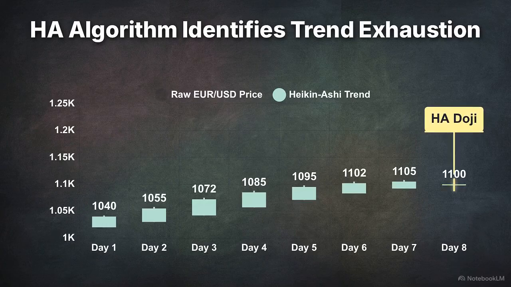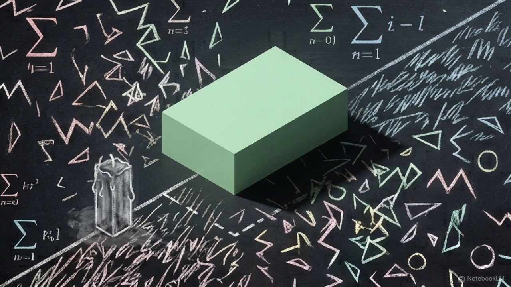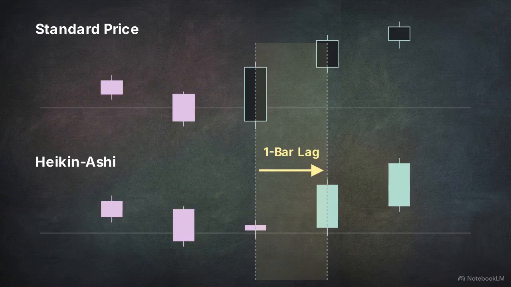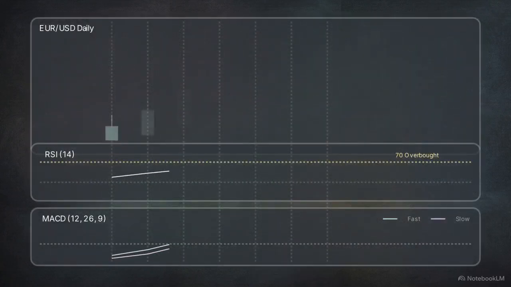The system has a structural limitation. Because the calculation for the HA open relies on historical averages, Heikin-Ashi charts lag behind real-time price action by roughly 1 bar. Analysts compensate for this lag by synergizing the Heikin-Ashi sequence with momentum oscillators to independently verify the reversal.